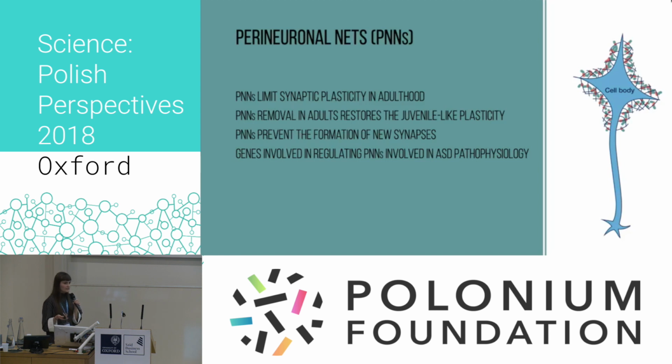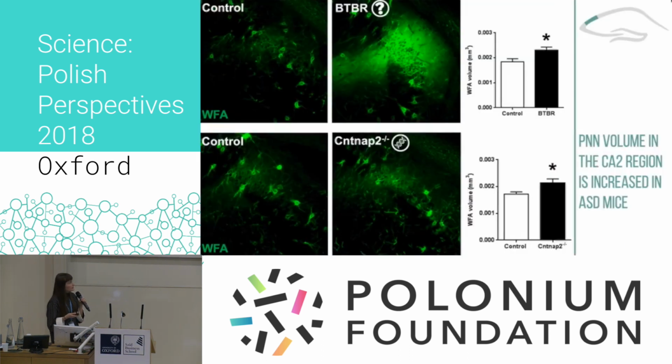And why are they really interesting in studying autism? Well, studies show that the same genes that regulate the expression of perineural nets are also involved in the pathophysiology of autism. However, no one ever looked at their expression in autism. So we decided to look at the perineural nets in the brains of mouse models of autism.